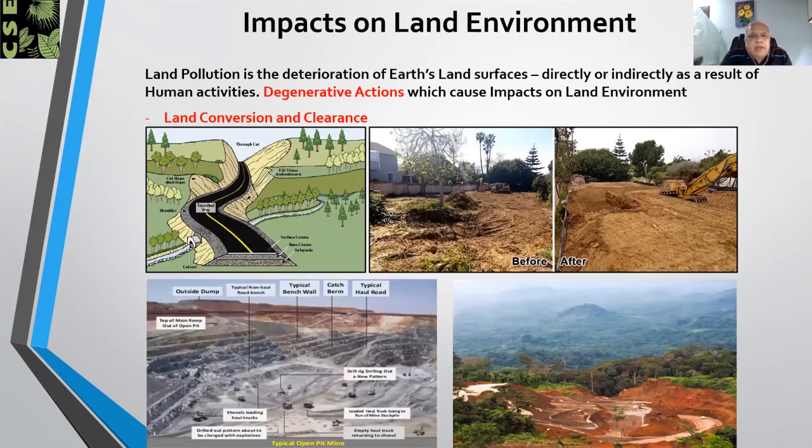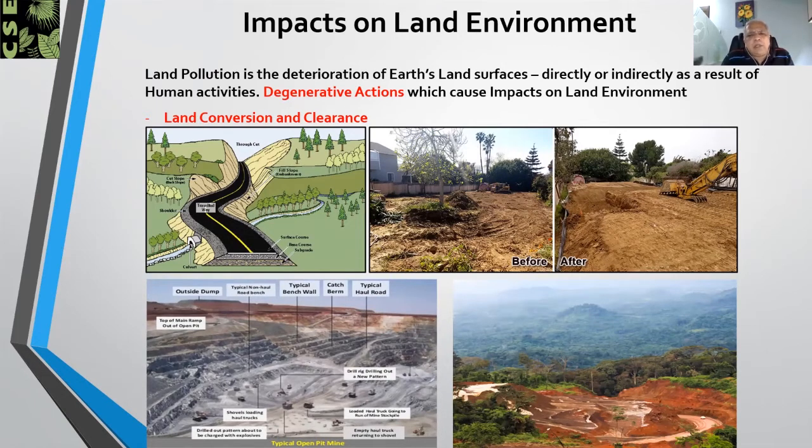Now, how do we assess the impacts from a project knowing this particular background? First of all, we have to understand what is land pollution. Land pollution is the deterioration of Earth's land surface directly or indirectly by various human activities. Now, there are various degenerative actions which cause impacts on the land environment. The most important and significant of those is land conversion and clearance.